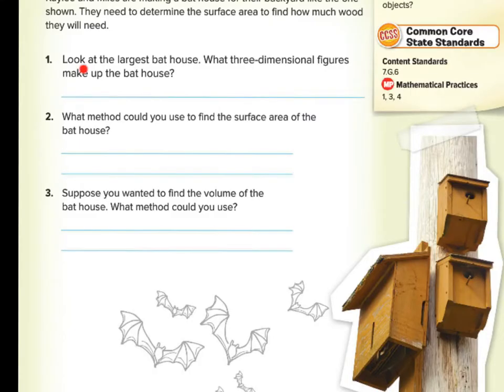Question 1. Look at the largest bat house right here. What three-dimensional figures make up the bat house? I see we could have the three-dimensional figure that makes it. On the side over here we have a bit of a rhombus. Okay, we have two parallel lines, one perpendicular and one slanted, if you want to say that. Or we could have a rectangular prism, but it has a slanted roof.